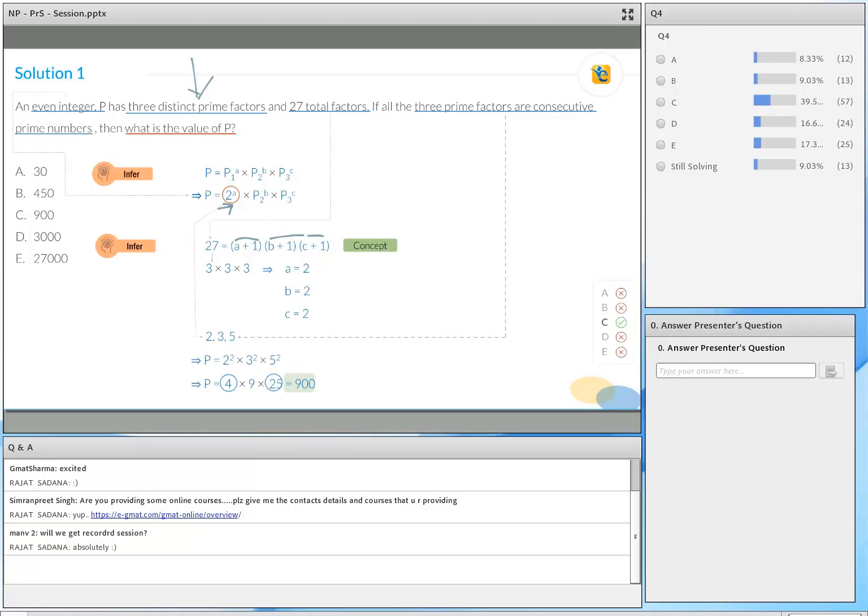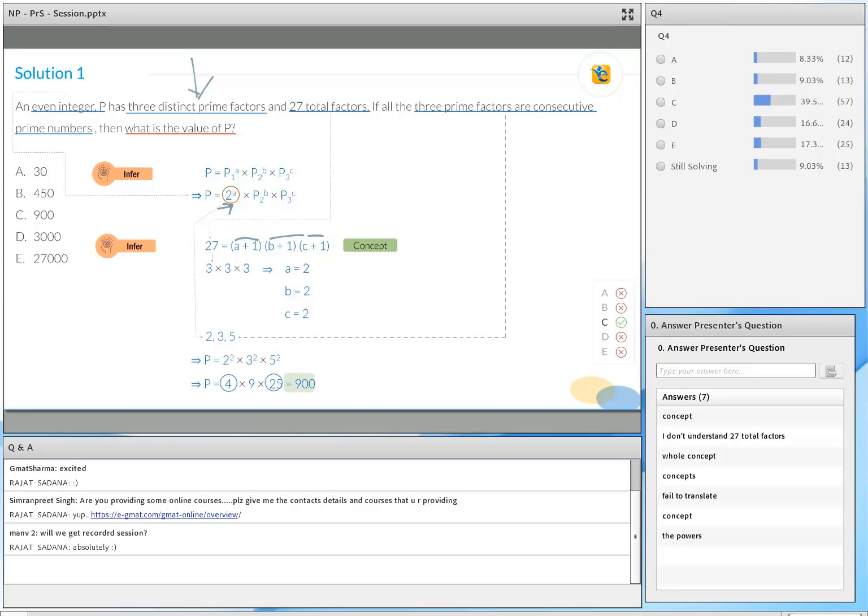Which of the inferences you weren't able to translate the information, didn't understand 27 total factors, the powers. Okay, so you faltered at various points of these inferences. And again, if you think about it, if I ask you, do you know your concepts of primes well enough? You all said, yes, I do know my concepts. But the question is, do you know them well enough for you to be able to draw these inferences in order to solve the questions correctly? That is the part that you have to ask yourself.